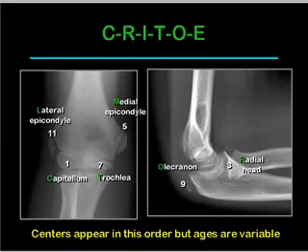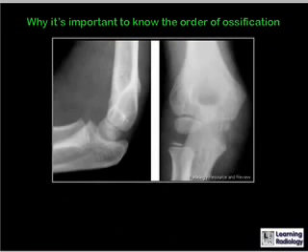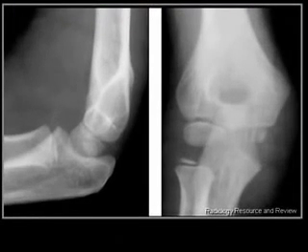And here's why the order is important. At first glance, this looks like a relatively normal pediatric elbow. But let's examine carefully the centers which are ossified. The first one that should ossify is the capitellum. That's present. The second center that should ossify is the radial epiphysis, which is present.